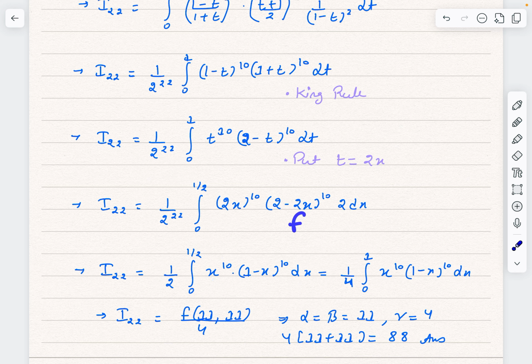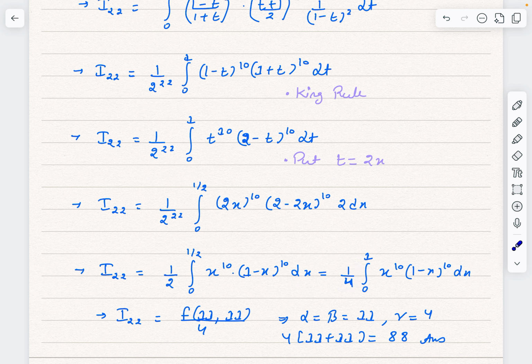Now we know that property: f(2a - x) = f(x), so we can break the limit like 2 times 0 to a. We are doing that in the reverse order here. So here the limit is 0 to half. I'm making it double because the function will satisfy that thing. f(1 - x) will be f(x) only. So usually if you go this direction, we multiply by 2. Here I'll divide by 2. So you get 1/4 ∫ from 0 to 1 of x^10 (1 - x)^10 dx.